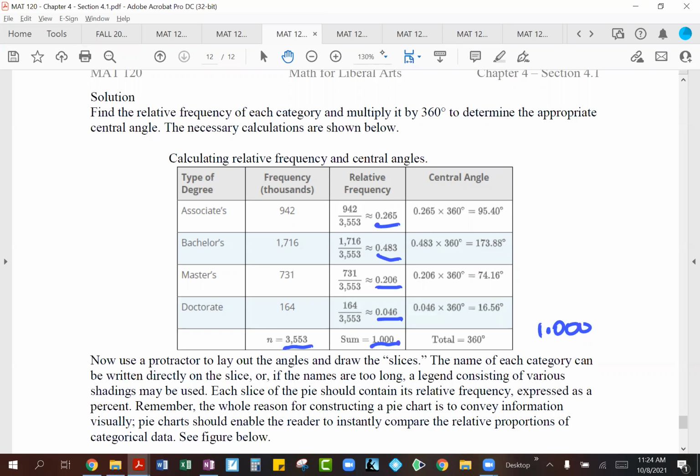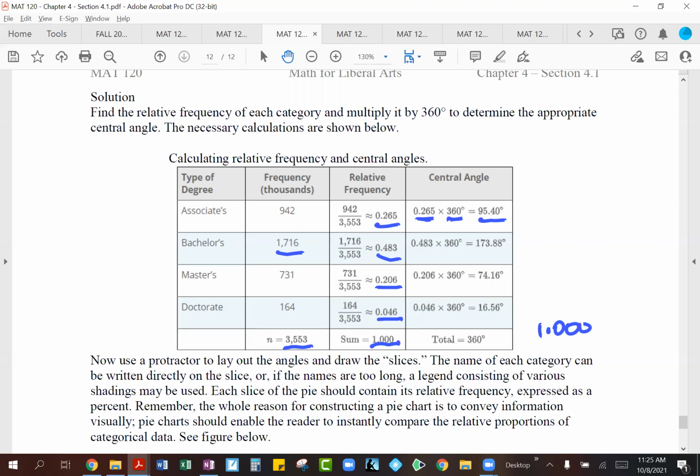Once you calculate the relative frequency, then we need to figure out what the angle, or what portion of the circle, is being assigned to that category. So basically, we need to know the angle of the circle. And since we know a circle has 360 degrees, you take each one of these relative frequency values and you multiply it by 360. So you can see the associate's degree category is going to be 95.40 degrees, so that's the portion of the circle that goes to that.